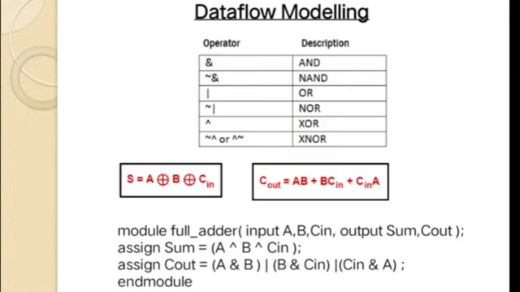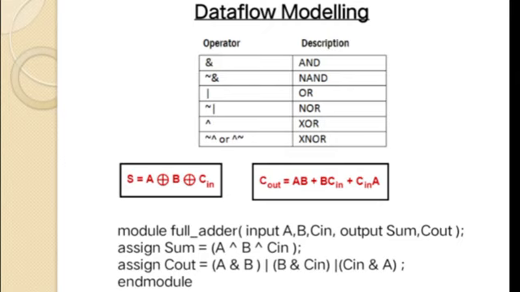Here in data flow modeling, the operators and their descriptions are shown in the figure: AND operator, NAND, OR, NOR, XOR, XNOR. There are 30 operators available for data flow modeling. Data flow modeling mainly depends on Boolean expressions or Boolean functions. Here sum equals A XOR B XOR Cin, and Cout equals AB plus BC plus Cin.